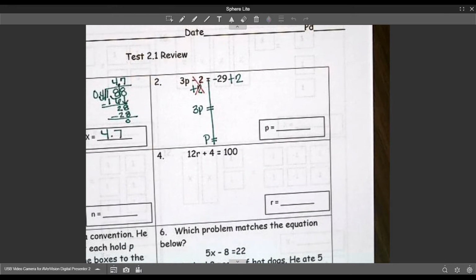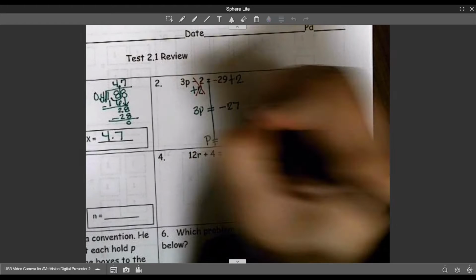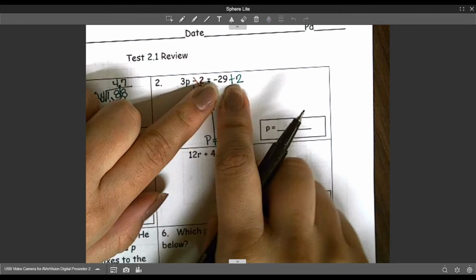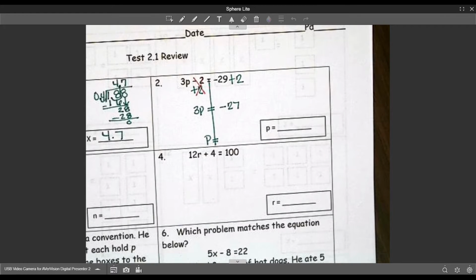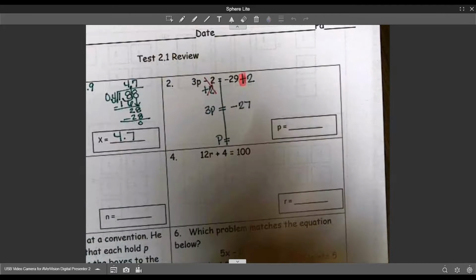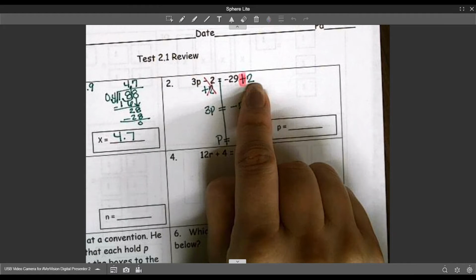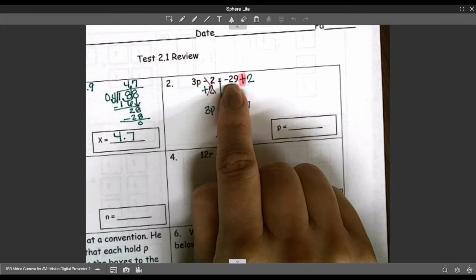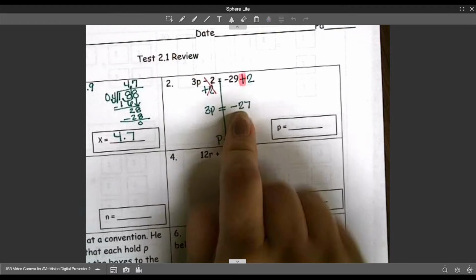Yes, negative 29 plus 2 is negative 27. How do I get that? Well, it says plus, negative 29 plus 2, but how come we're not adding? We're not adding because this is a negative and this is a positive. When there are two different signs, instead of adding, we subtract. So 29 minus 2 is 27. Keep the sign of the biggest absolute value, which is 29, and 29 is negative. So it gives me negative 27.